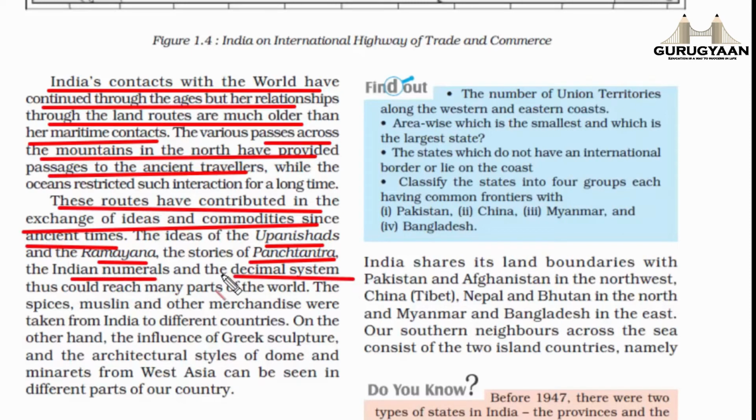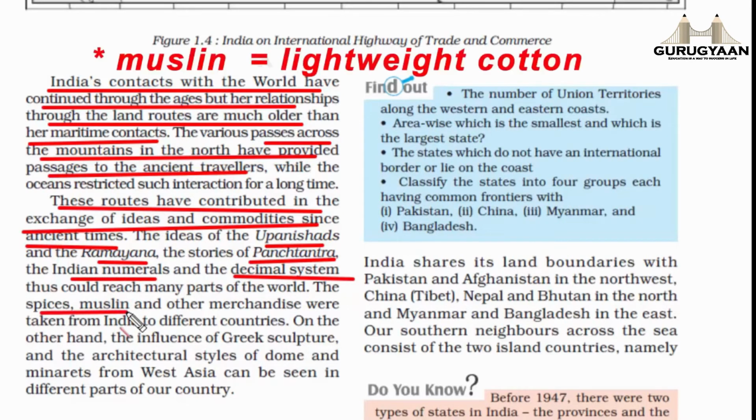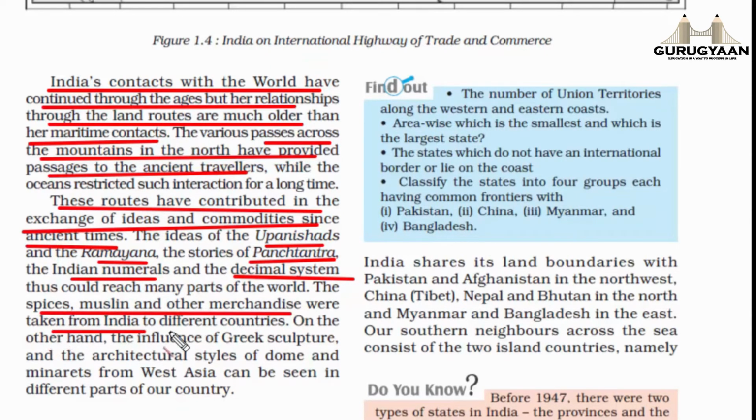And then there were some commodities like spices, muslin and other merchandises that were taken from India to different countries. And on the other hand, the architectural designs of Greek and European came to our country. You can see the same example in domes and minars of all the monuments that we have. So these architectural styles came from Western Asia. So all of these ideas and information traveled across time. They were never produced at one place. They were all imparted, exchanged, carried forward.